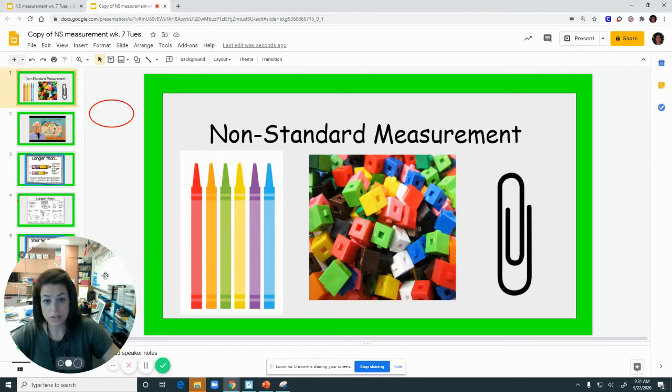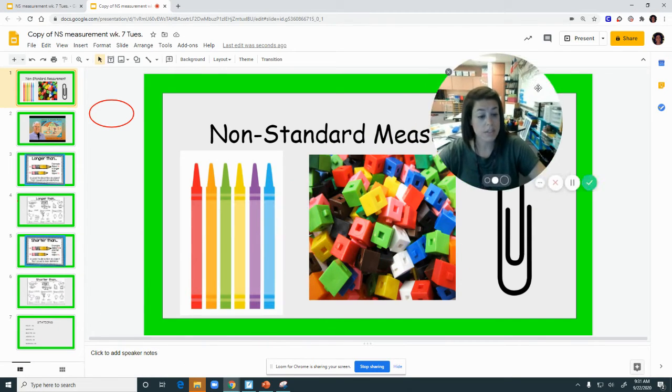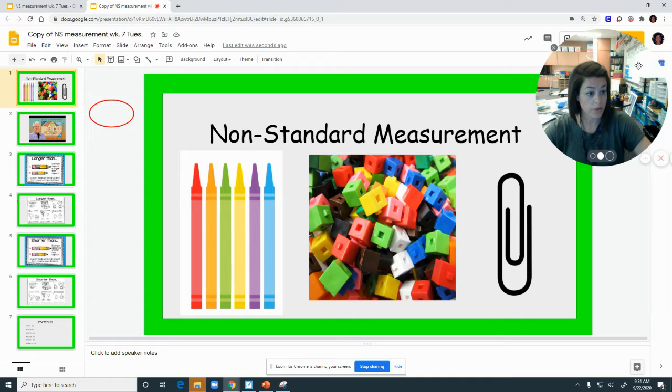Alright guys, so we're still discussing non-standard units of measure. So we're still going through all of those. Remember, a non-standard unit of measure is something that we don't normally measure with. Normally we measure in inches and centimeters and pounds and all of those things. In non-standard units of measure, we are using crayons and cubes and paper clips.